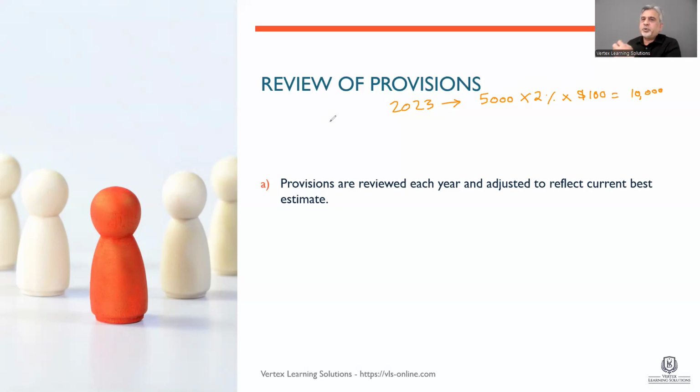Our double entry should be debit profit and loss account. So we record the warranty expense in the profit and loss, and we say credit provision. So let me make this double entry: debit P&L 10,000, and I would say credit my provisions, which go to the statement of financial position, balance sheet, as a liability, 10,000. This is the provision we need to have at the end of 2023.